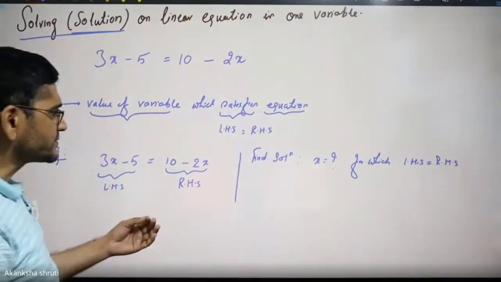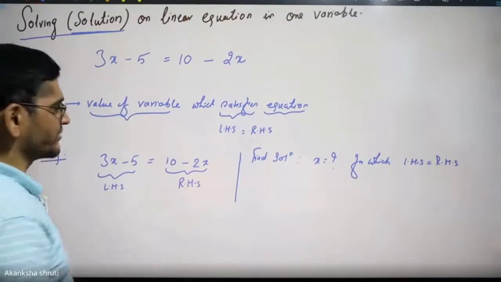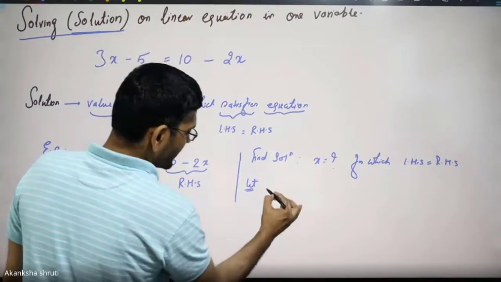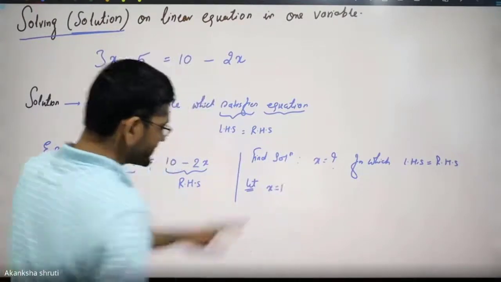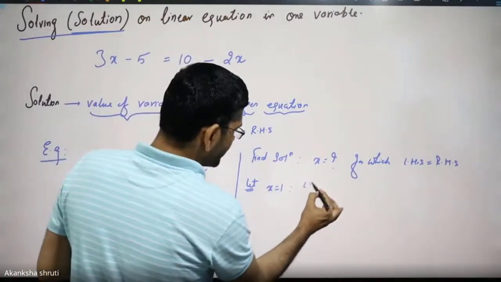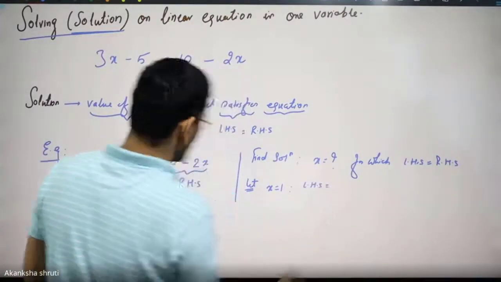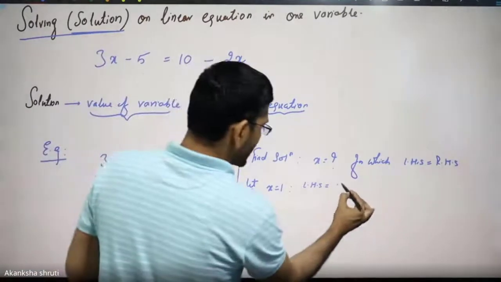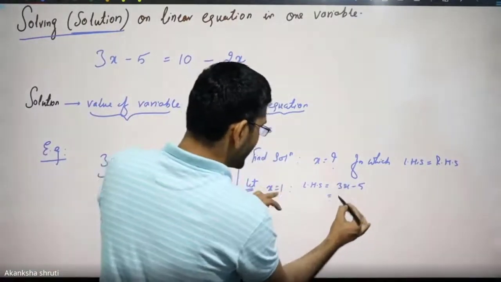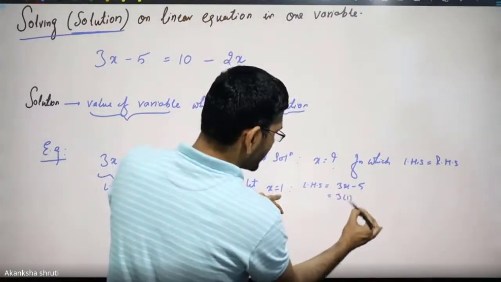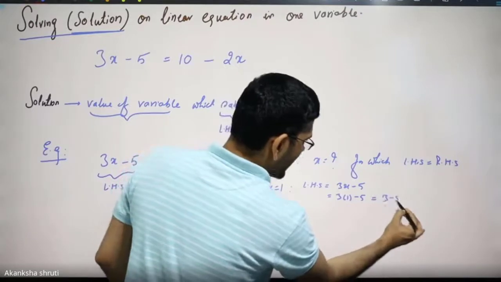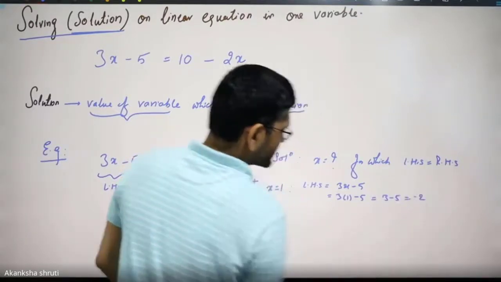Let us put some value. Let us assume x is equal to 1. Whether this satisfies the equation or not, for this, if we substitute in our LHS, what is our LHS, student? It is 3x minus 5. Put this 1 here in place of x. The value is 3 minus 5. It is coming as minus 2.